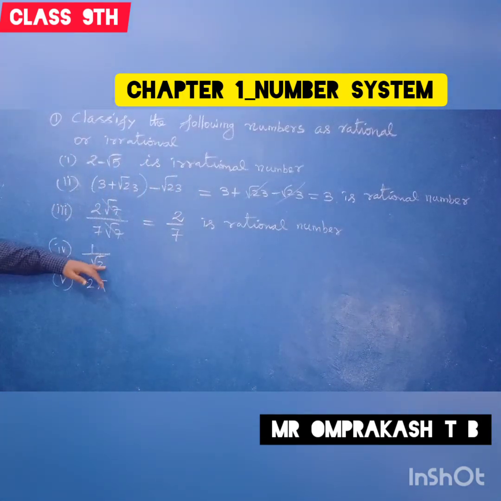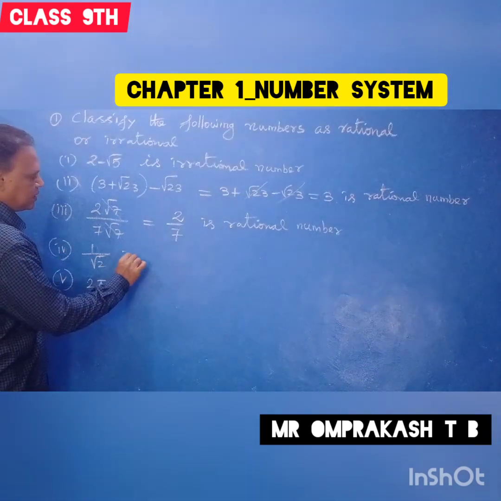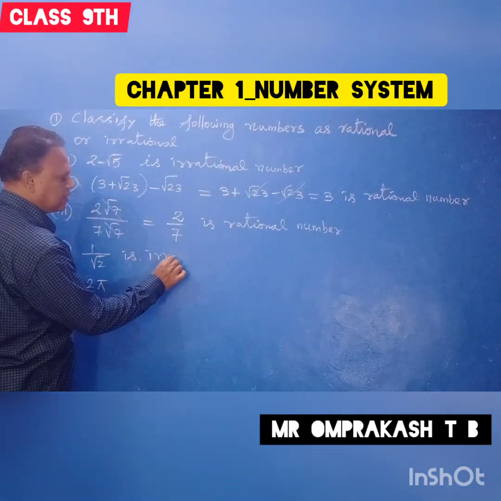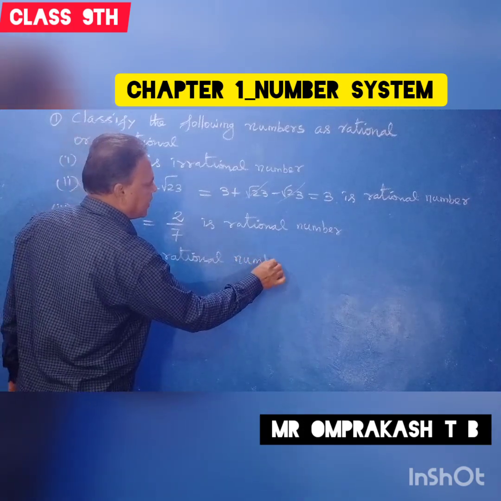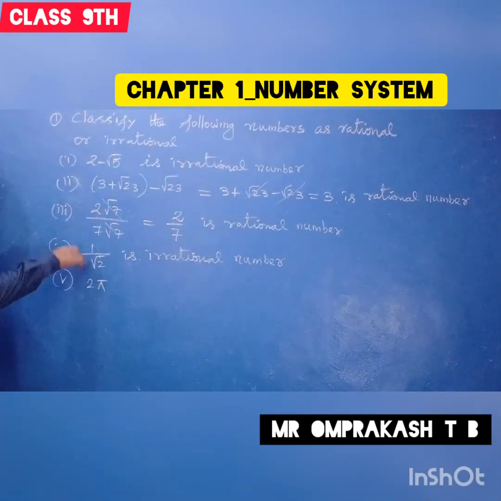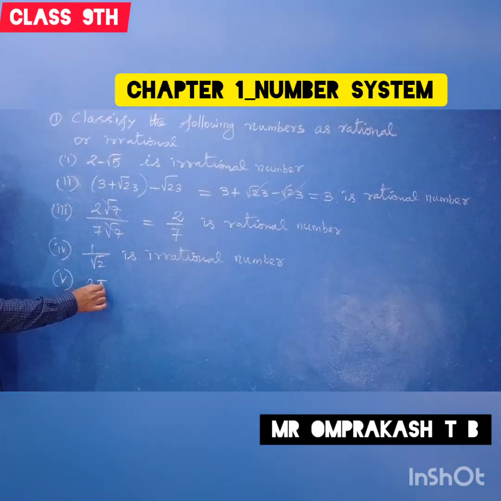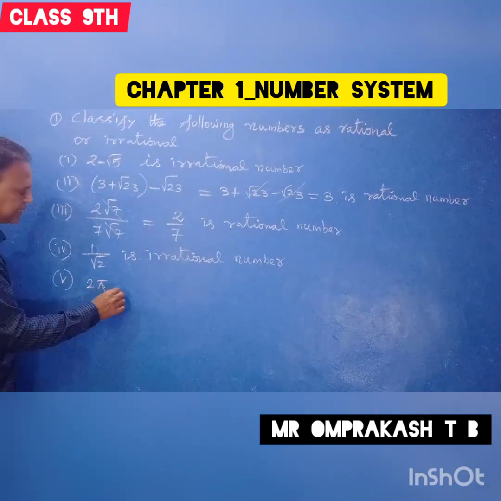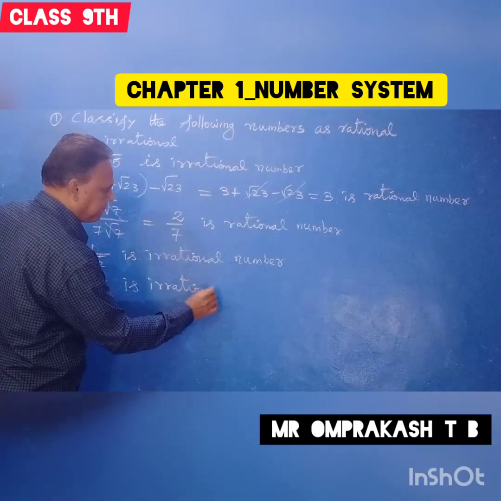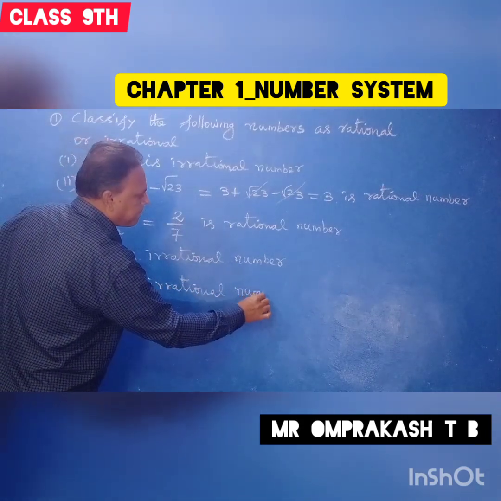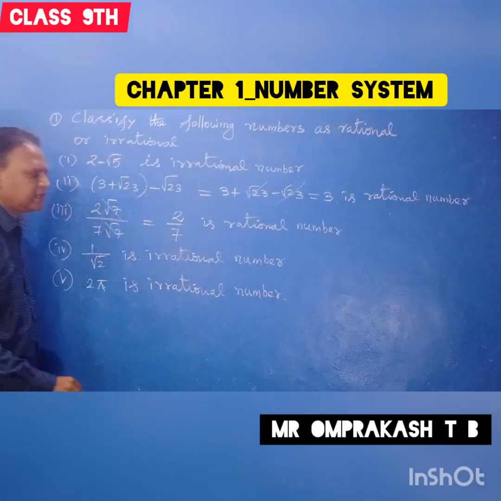One by root 2. In the denominator we have what? Irrational number. So the whole thing will be an irrational number. It's very clear. Since root 2 is an irrational number, 1 by root 2 is also an irrational number. So here the fifth one, 2 into pi. Already I told you pi is an irrational number. So multiply also you will get an irrational number. So it is an irrational number. Clear?